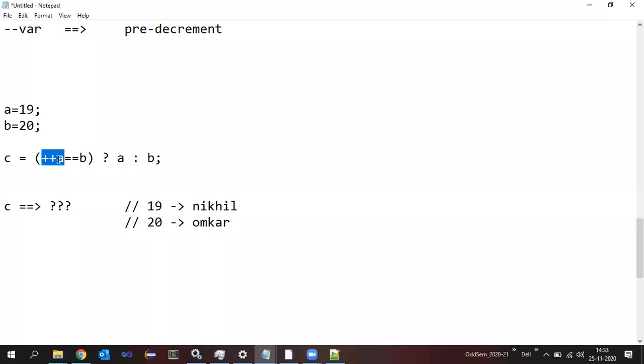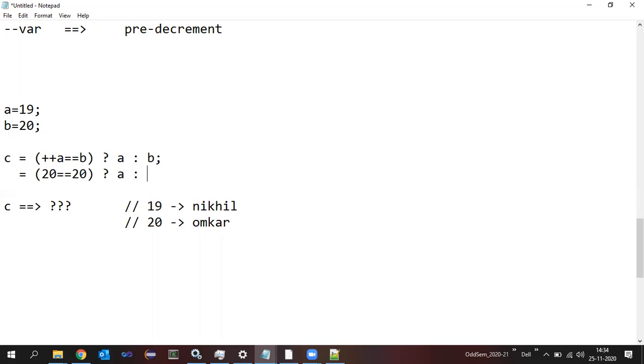I have to increment the value by 1. A is 19. Plus plus A means it will become 20, right? So if I write it in steps, it will be 20 equals equals B. B is what? 20, right?